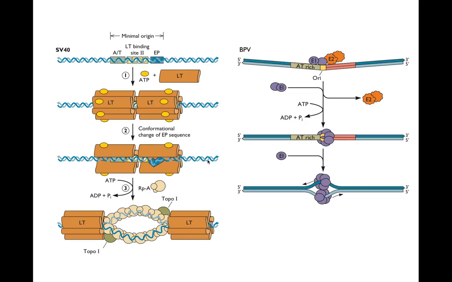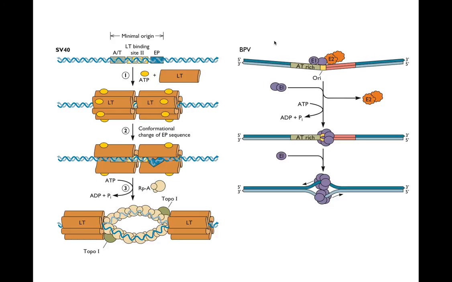So let's review how these origin-binding proteins work. On the left is the SV40 origin of replication, which we've discussed binds 2 hexamers of large T. These induce conformational changes in the origin that allow RPA to come in, and topoisomerase, and cause the denaturation of the double-stranded DNA, making 2 single strands so that replication can subsequently occur. So it's an origin-binding protein that participates in the denaturation by helping to recruit RPA and topo I. And that's SV40.